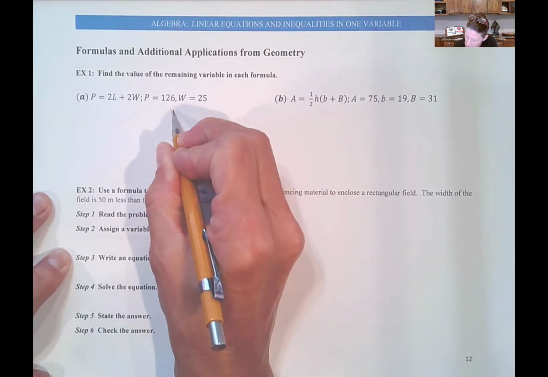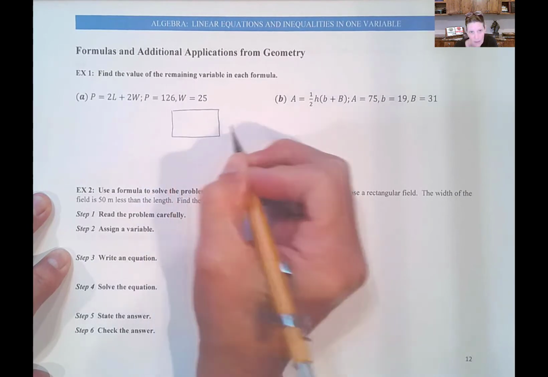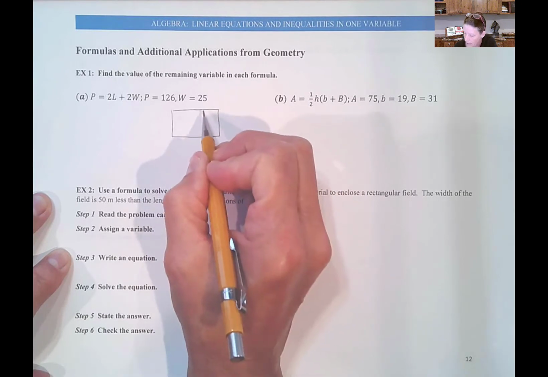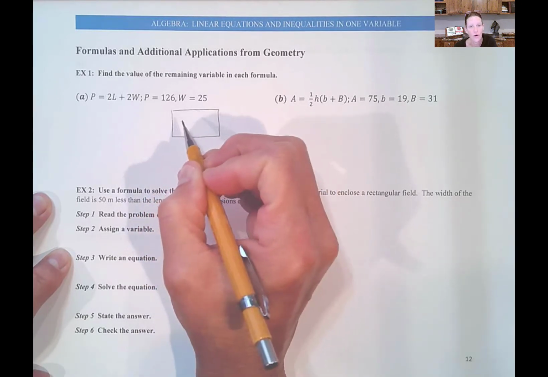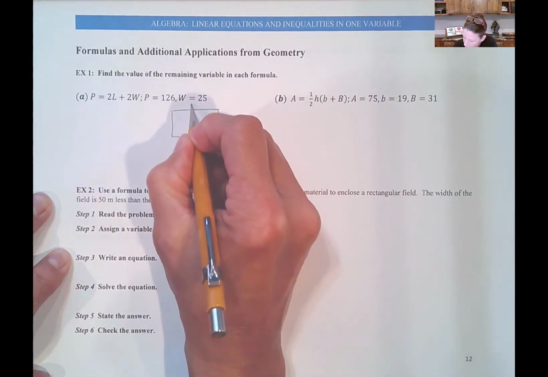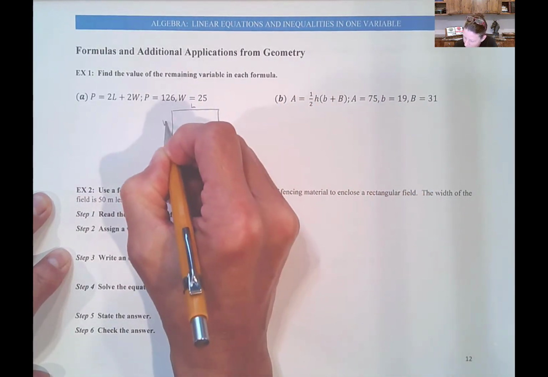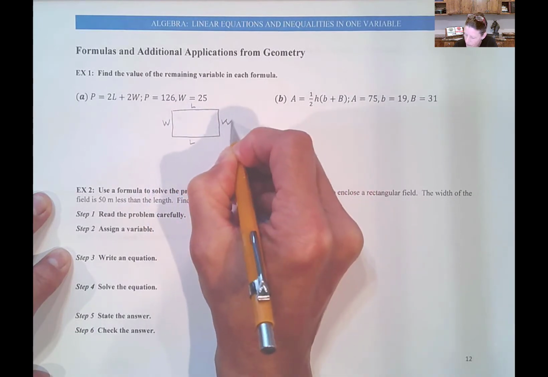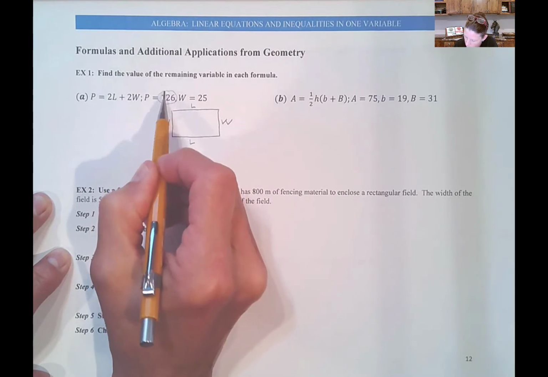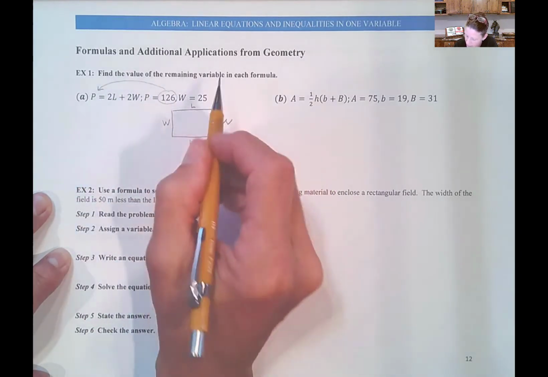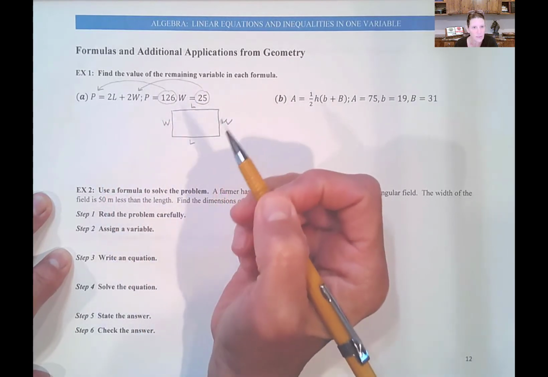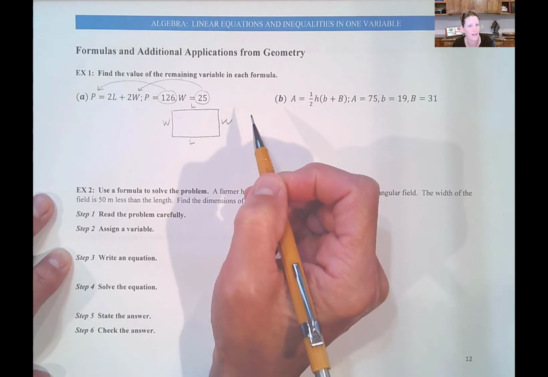So just to fill in some background here, remember that perimeter is distance around an object. So if we wanted to fence a rectangular yard, we would use perimeter. Now in a rectangle there are 2 lengths and 2 widths. So for this rectangle we know the perimeter is 126 units and the width is 25 units. So we're going to substitute those two values and then solve for L, the length.